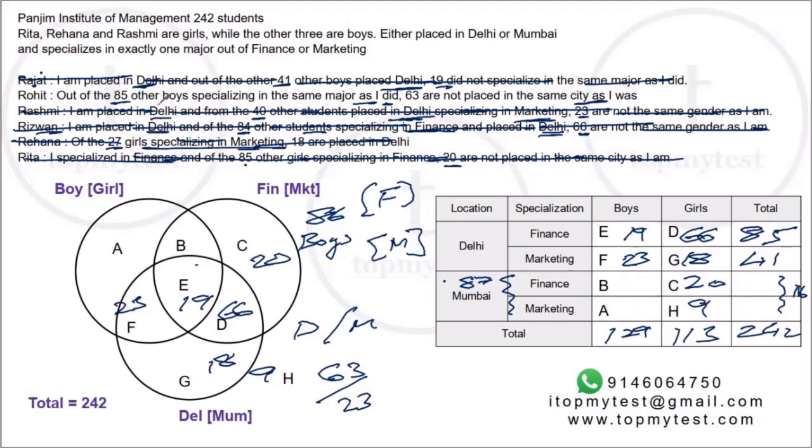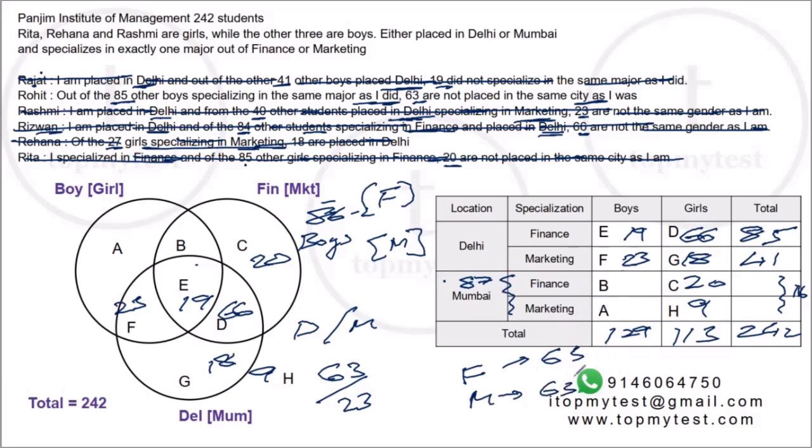Now let's place Rohit. Out of 85 other boys specializing in the same major as I did, there are 86 people either in finance or in marketing. 63 are not placed in the same city. So you can have finance in one city as 63, or marketing in another city as 63. One of them has to be 63.